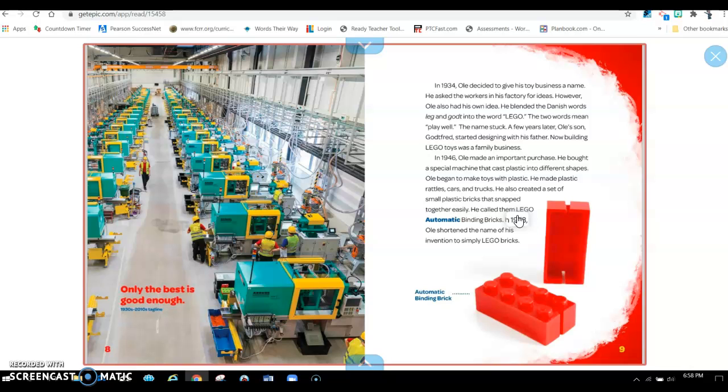In 1946, O made an important purchase. He bought a special machine that cast plastic into different shapes. O began to make toys with plastic. He made plastic rattles, cars, and trucks. He also created a set of small plastic bricks that snapped together easily. He called them Lego automatic binding bricks. In 1953, O shortened the name of his invention to simply Lego bricks.